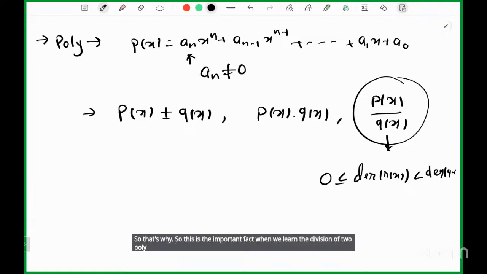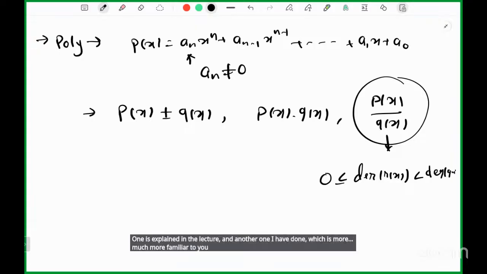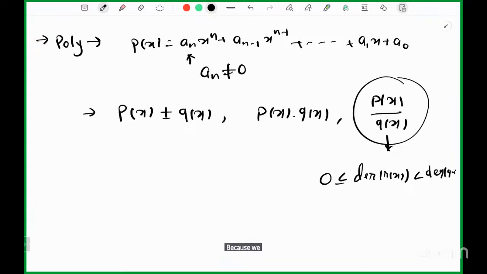There are two methods. One is explained in the lecture and another one I have done, which is more familiar to you, because we have done division of polynomials in that manner too. No matter which method you use, you will reach the same conclusion.